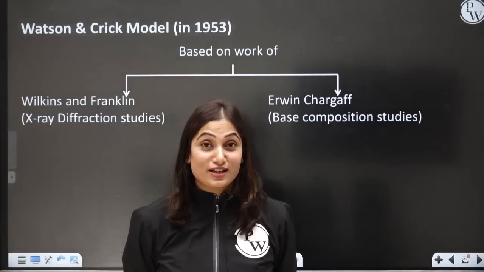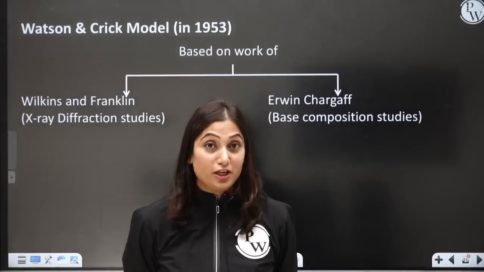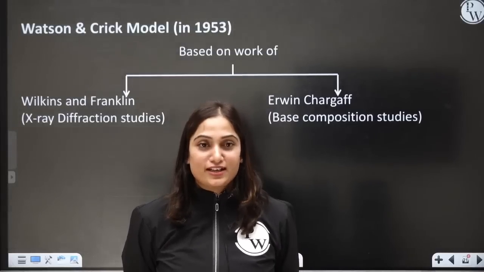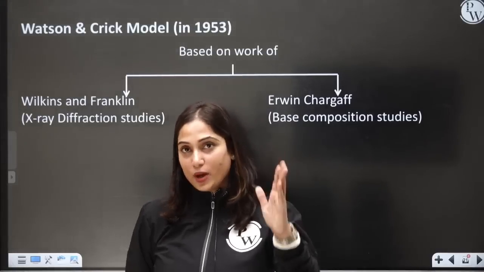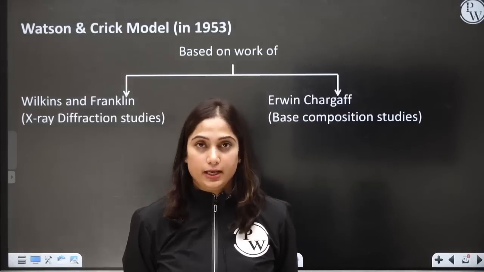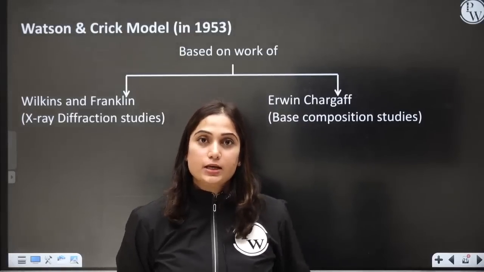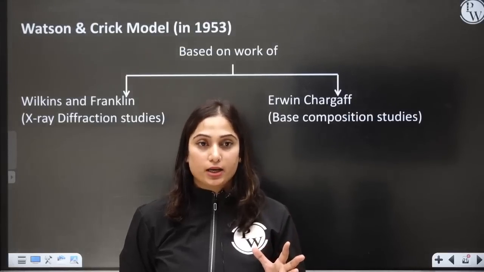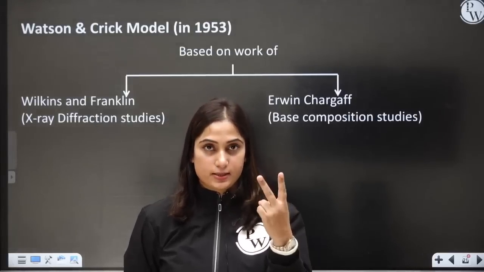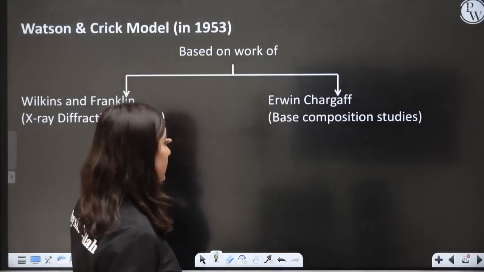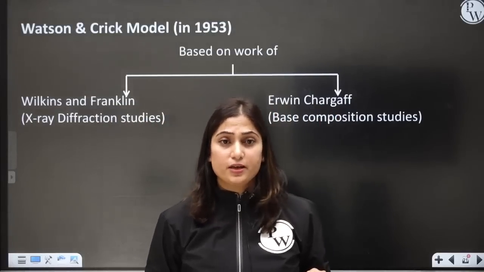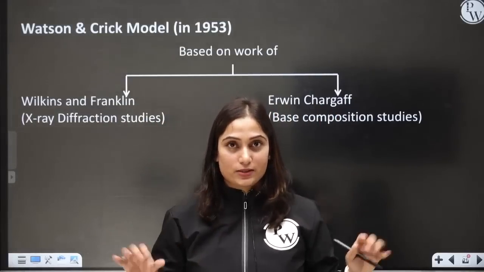That means just after the discovery that DNA is the genetic material in 1952 by Hershey and Chase, Watson and Crick, just after 1 year, provided the detailed structure of DNA. But the model of Watson and Crick is not independent. It is based on the work of two scientists, that is Wilkins and Franklin, and the other one is Erwin Chargaff. The Watson and Crick model is based on these two works.